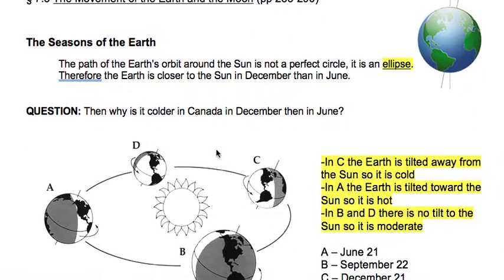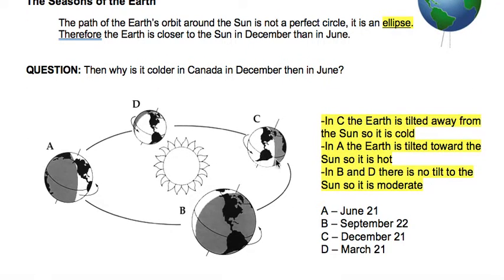It is because in C, the Earth is tilted away from the Sun, so it's cold. And in A, the Earth is tilted toward the Sun, so it's hot. And in B and D, there's no tilt to the Sun, so it's moderate. So these are the various times of year. A would be June 21st, B would be September, C would be December, and D would be March 21st.